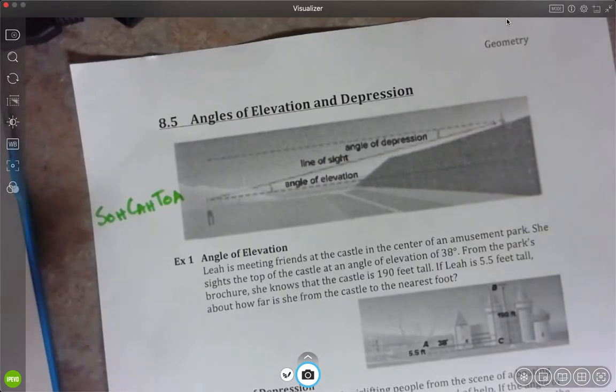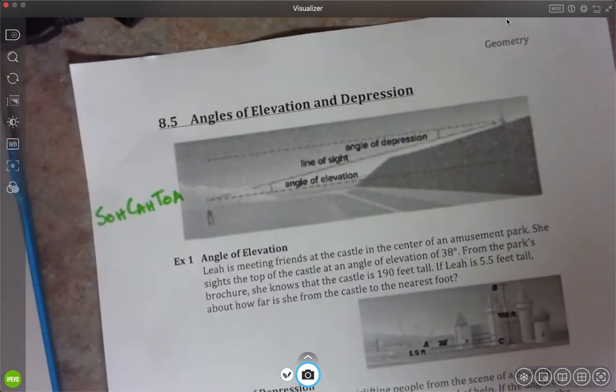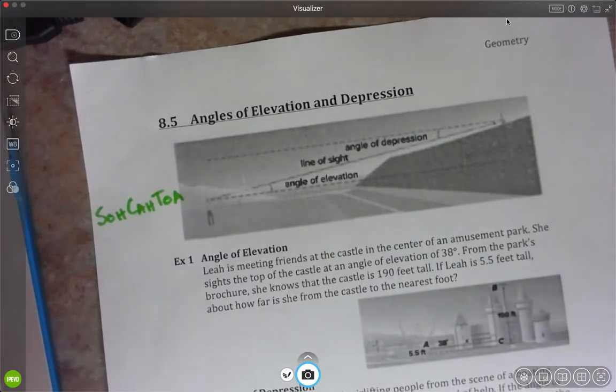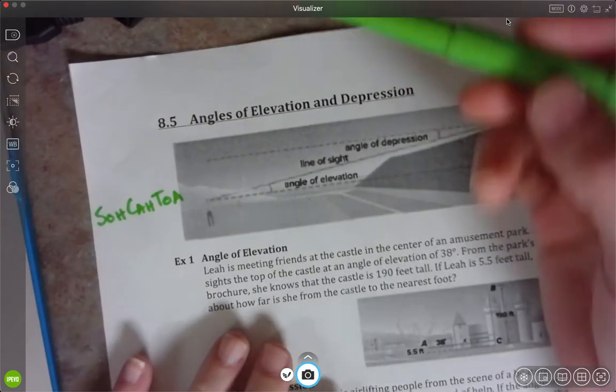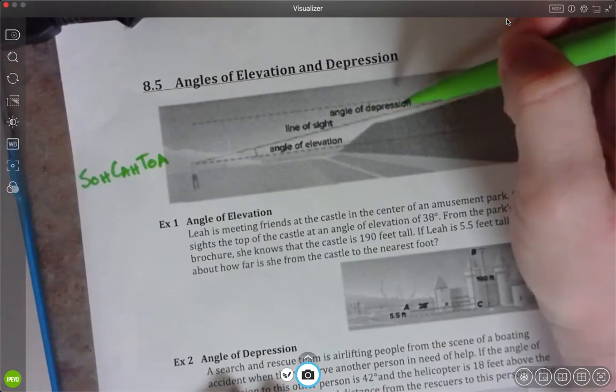And I know story problems, you freak out, but really this is kind of like why we even would use SOHCAHTOA in the first place. So these are real life examples of when you would use SOHCAHTOA. So they first start talking about angles of depression and angles of elevation.